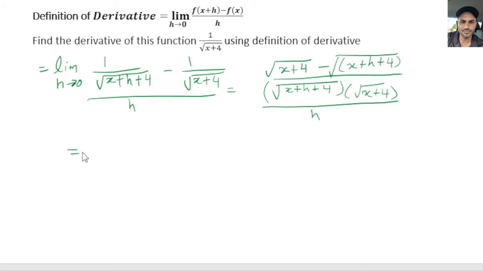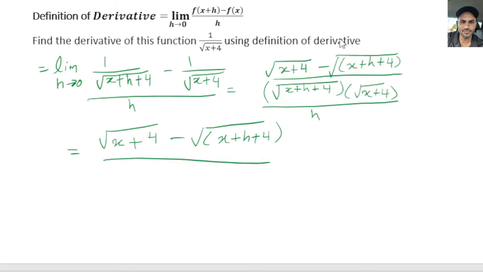In the next step, I'm going to bring this denominator together with this h, because they both are in the denominator. So we have square root of x plus 4 on top, minus, in parentheses, square root of x plus h plus 4, just this part right here, and this part combines with this h because they both are denominators. So we have h times square root of x plus h plus 4 times square root of x plus 4.